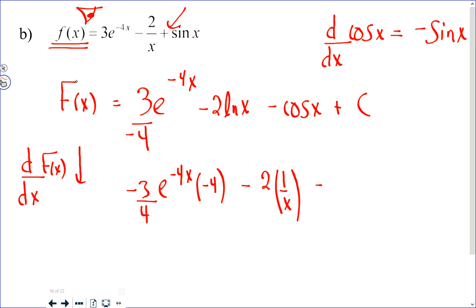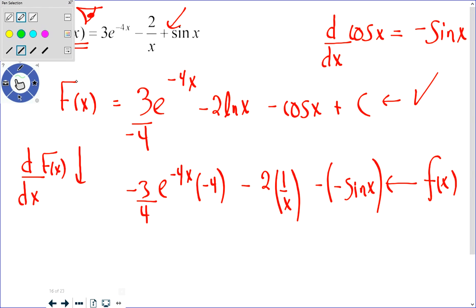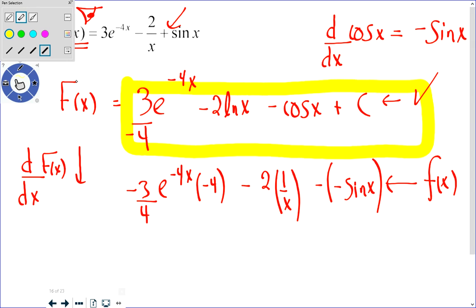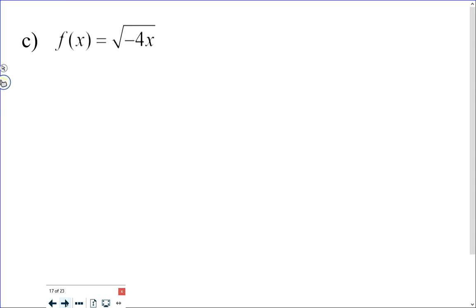Minus, what is the derivative of cos? Negative sine. Plus, what's the derivative of a constant? 0. And this is the original function, which means this is the antiderivative. Our answer is that. C, we want the antiderivative.